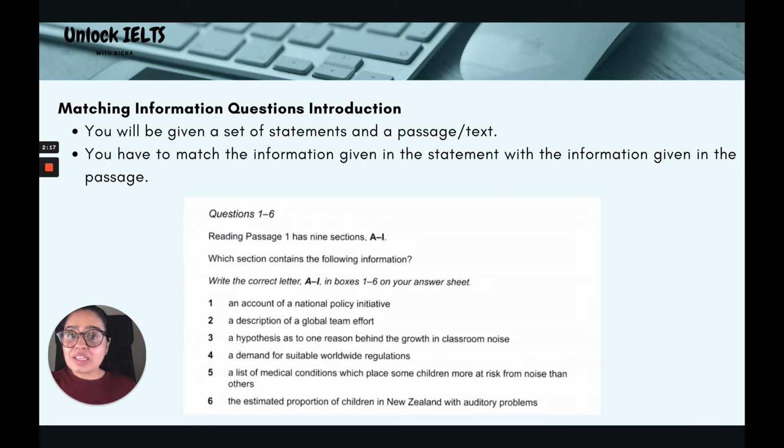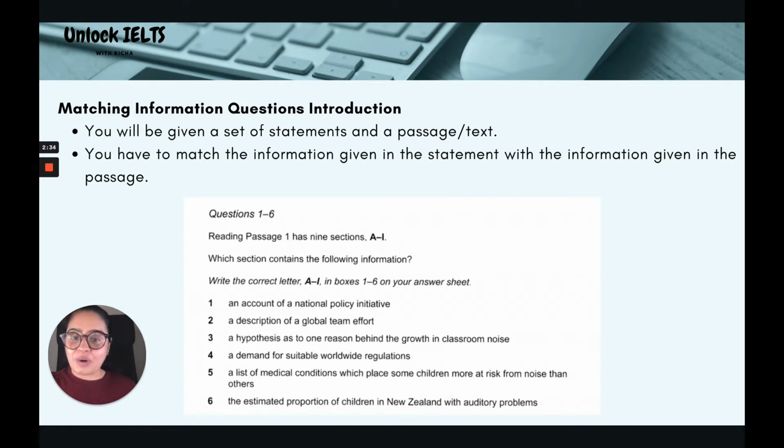As you can see on the screen, this is a sample question of the matching information question in your IELTS reading section. Here, you'll be given a set of statements and a passage or the text. And you have to match the information given in the statement with the information given in the passage and mark the answers accordingly.